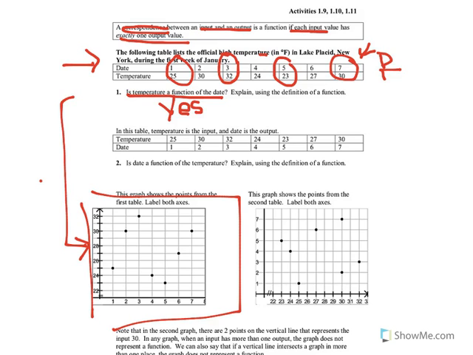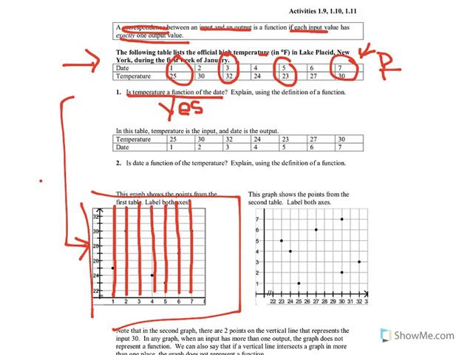Now you can see that if I make vertical lines through the x values, so the input values that represent the dates, I can see that those lines just have one of the data points represented on the table. Only one of the data points.